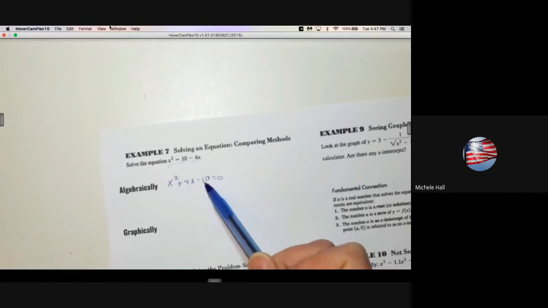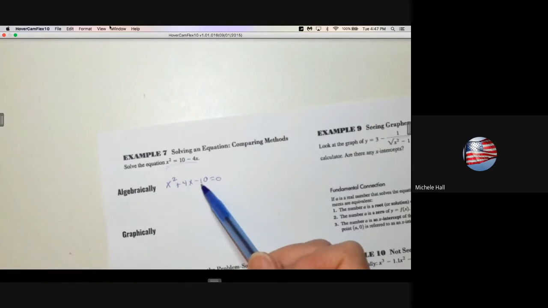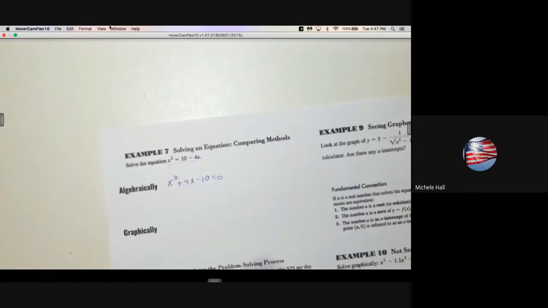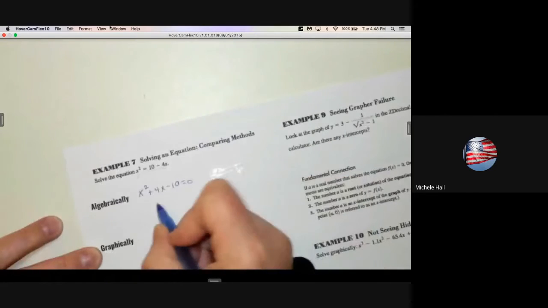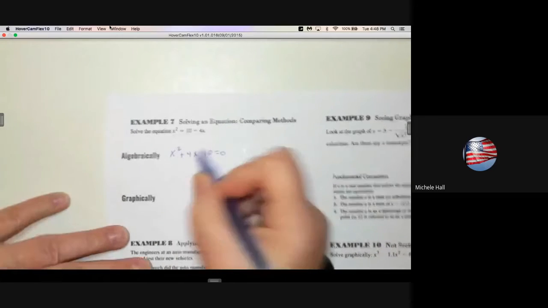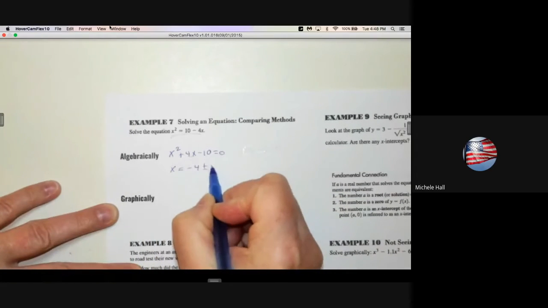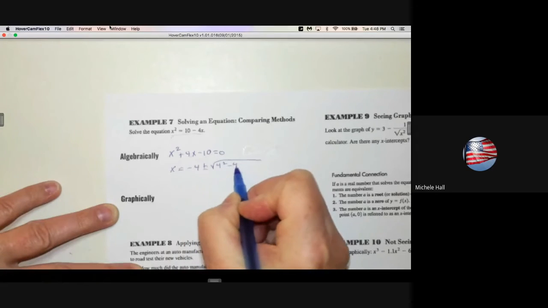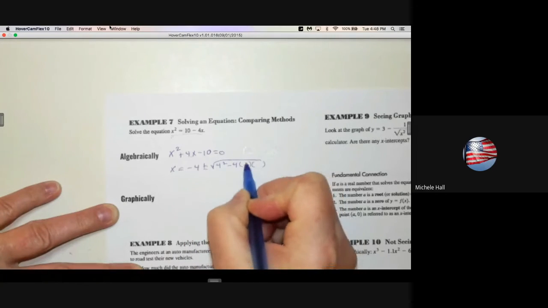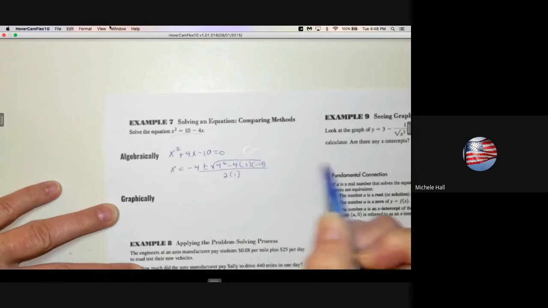5 and 2 are never going to add to 4. 10 and 1 are not going to add to 4, so it's no factoring. Then we would use the quadratic formula. All right, with the quadratic formula, we have x equals negative b plus or minus the square root of b squared minus 4 times a times c, all over 2a.